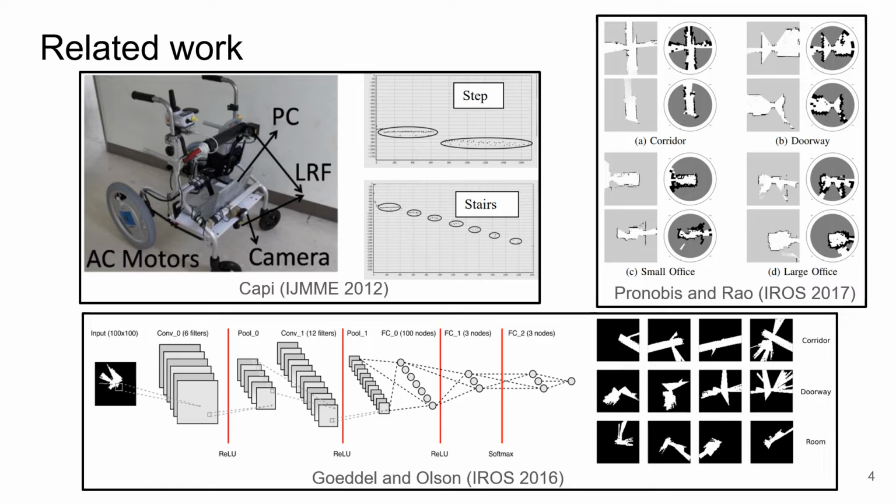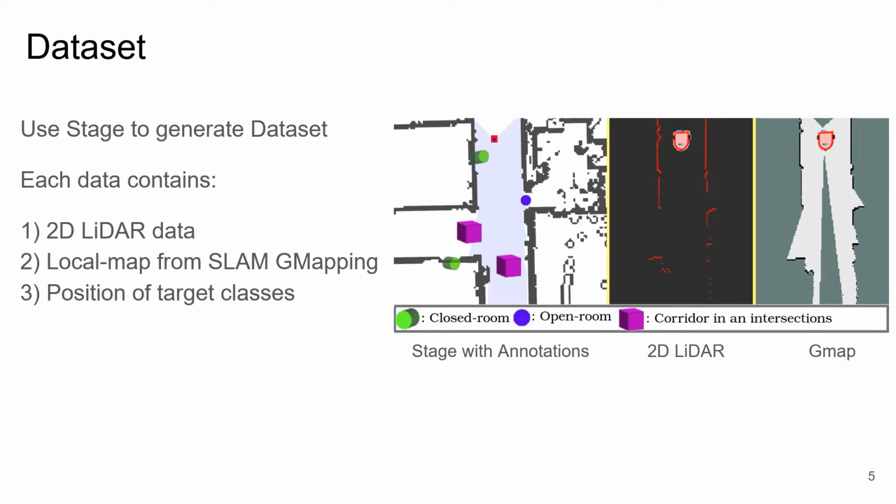In these two research works, they classify each 2D LiDAR data to one of their classes, but our system is more robust and it can detect the position of all target classes around the robot. Our dataset is created using a stage simulator loaded with 8 real occupancy grid maps. Each item in our dataset contains 2D LiDAR data, local map images that are obtained by performing SLAM, and position of target classes in each local map image.